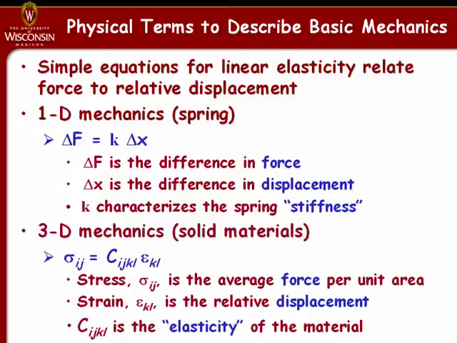Just like we related forces and displacements in the one-dimensional study of mechanics, or springs, with a spring constant that describes stiffness, we can do an analogous equation in 3 dimensions that relates stress to strain through this more complicated set of constants that we call elasticity. So very similar forms in the equations for 1 dimension and 3 dimensions, stiffness and elasticity.